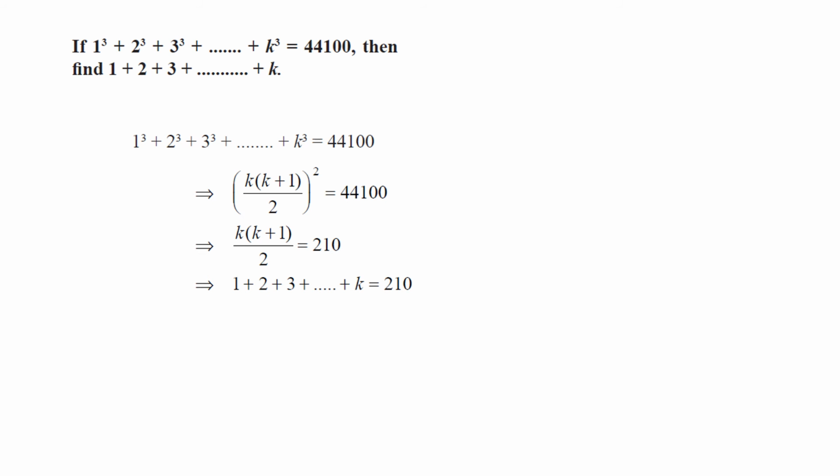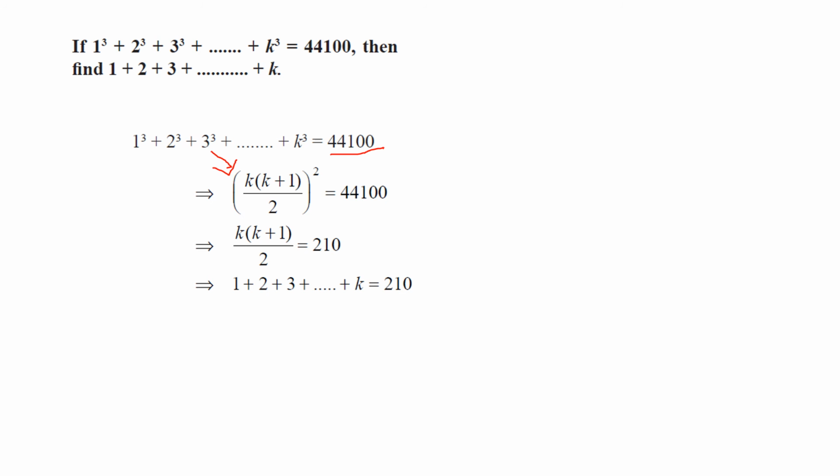If 1 cube plus 2 cube plus 3 cube etc. up to k cube is 44,100, then find 1 plus 2 plus 3 etc. up to k. So 1 cube plus 2 cube plus 3 cube up to k cube means what formula? k into k plus 1 by 2 whole squared is the given data, 44,100. So we will find 44,100 square root. That is k into k plus 1 by 2 we will find.